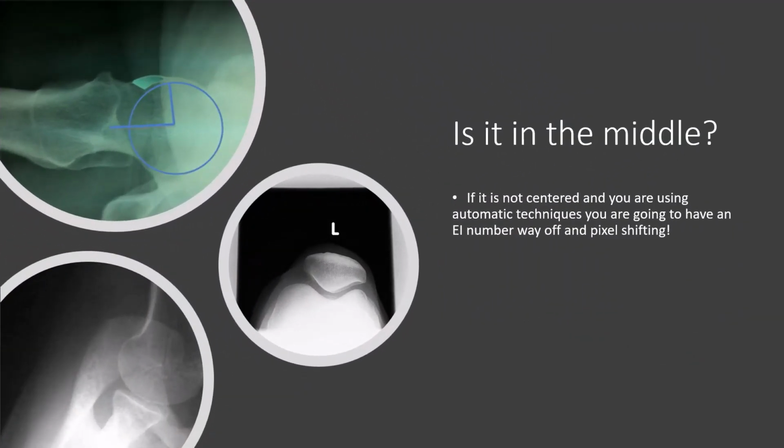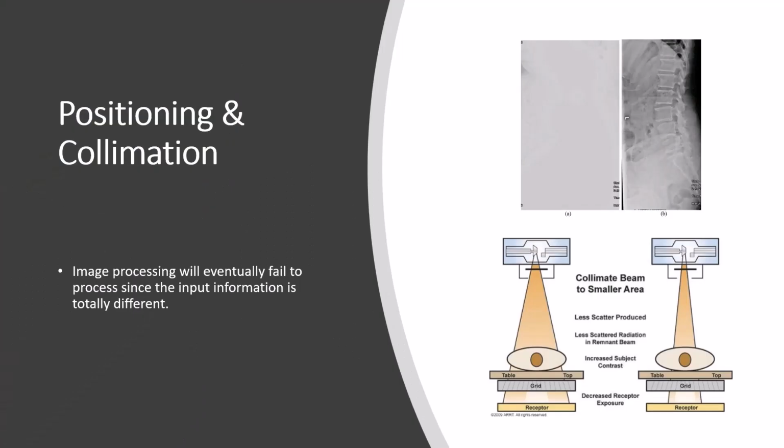In digital imaging, positioning is critical because you're trying to match the anatomy to an expected image of the anatomy. The computer can only correct for so much, so if your image is not positioned correctly, you may end up having an exposure index number that is way off and you have pixel shifting. Remember, the computer is expecting a certain range of exposure. If you do not use collimation and positioning, you may end up not being able to get the data to the computer it needs to create the image.